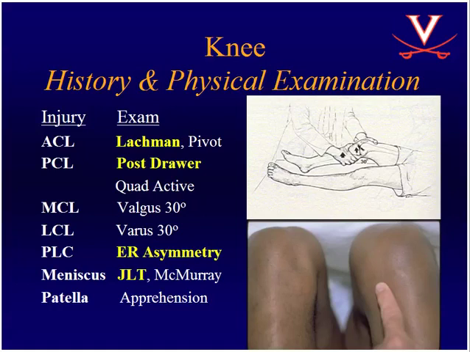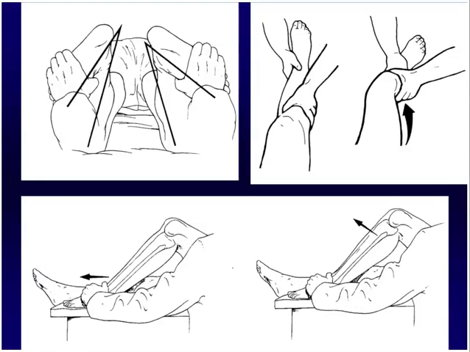Now, the meniscus exam, the key is joint line tenderness and then some type of provocative maneuver, whether that's McMurray or Apley's compression or duck walk or what have you. Patella exam for instability, apprehension is the key. Here we see external rotation asymmetry, the dial test. Here we see pivot shift. Here, actually, it's a reverse pivot shift.